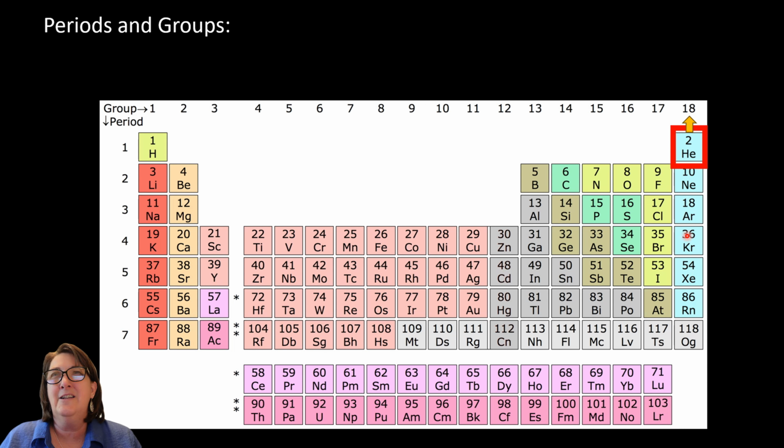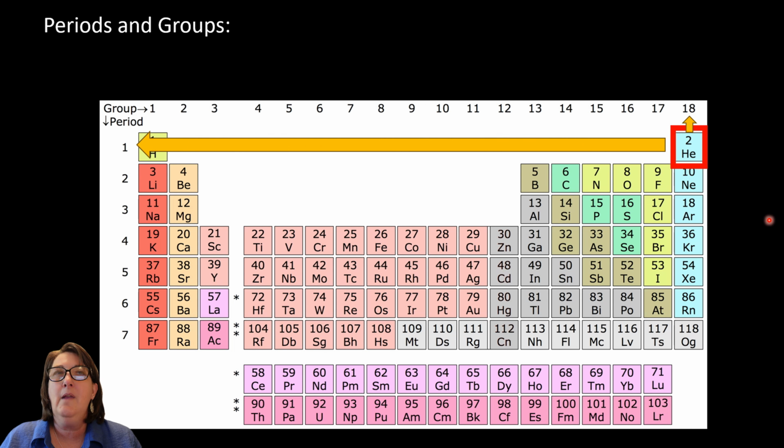So 8 is considered a full stable shell. So even though I may not have a full 18 with argon in that third shell, I have 8. And so that's going to make it seem full. So for helium, I'm in group 18. I'm in period 1. So I have 1 ring, but my outer ring is full with those 2 electrons.